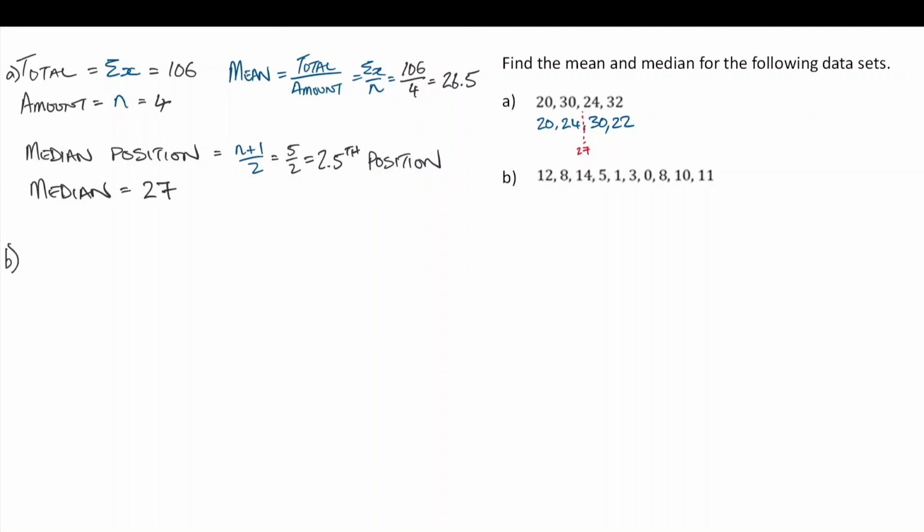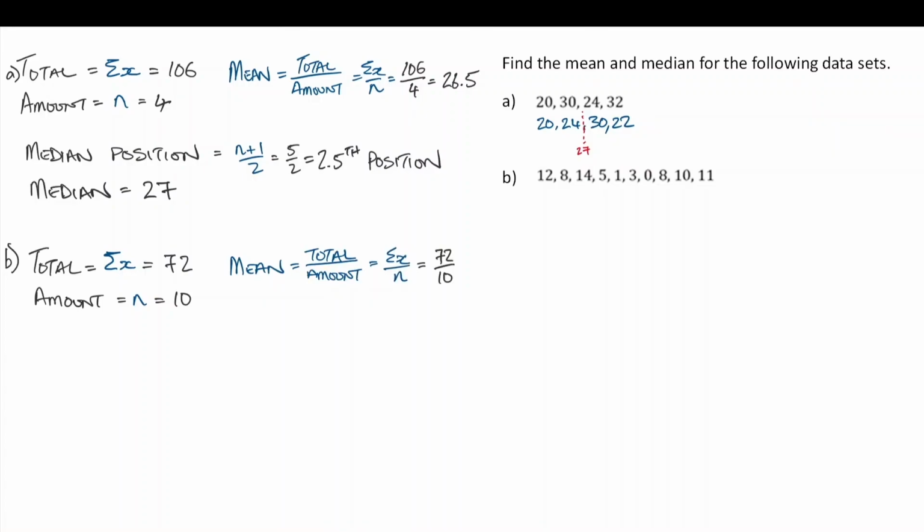In this second data set, we're going to do a similar thing. We need to find the total, the sum of the x values. We add those together, and we get 72. The amount of values that we're working with, the n value, is 10. The mean is the sum of x over n. 72 divided by 10, no calculator needed, 7.2.